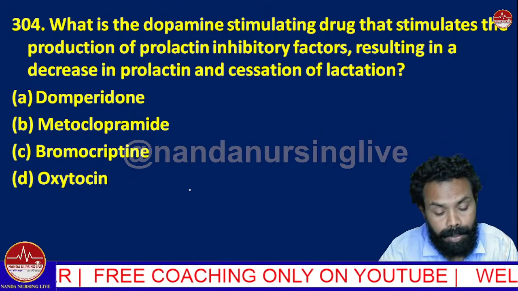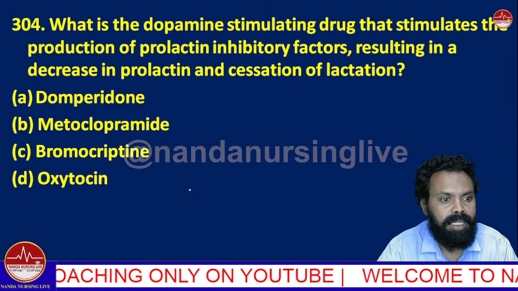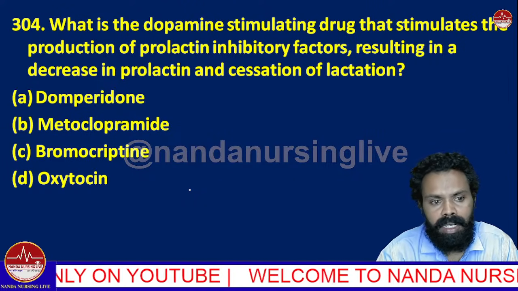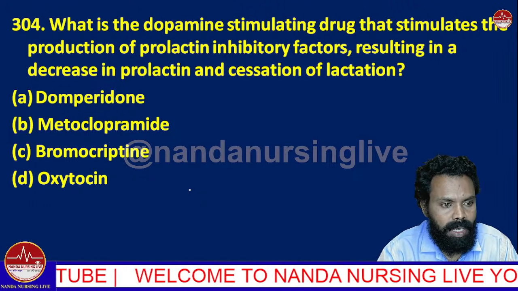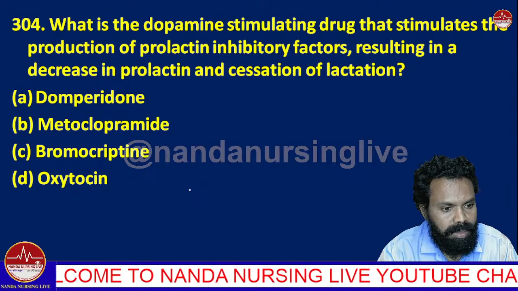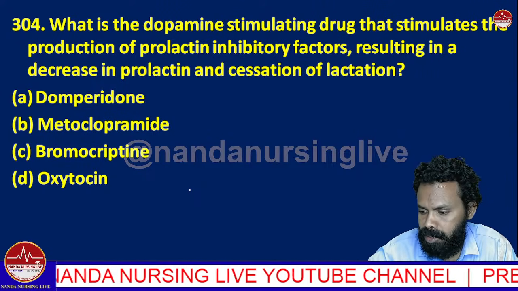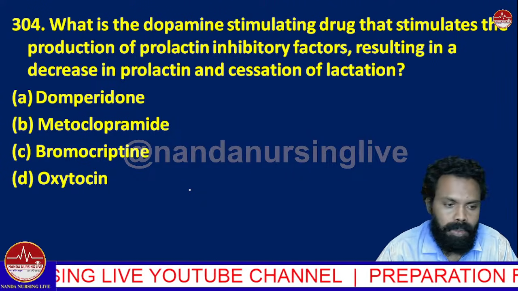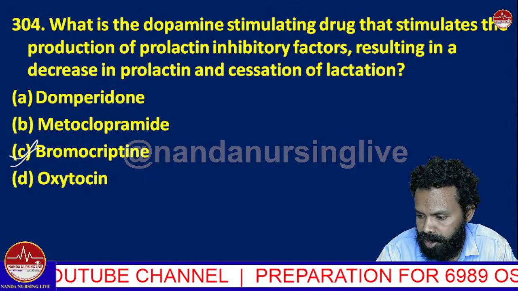Next question, question number 304: what is the dopamine stimulating drug that stimulates the production of prolactin inhibiting factors, resulting in a decrease in prolactin and cessation of lactation? Option A domperidone, option B metoclopramide, option C bromocriptine, option D oxytocin. So which option is the correct answer, beta? The correct answer is option C, bromocriptine, right?